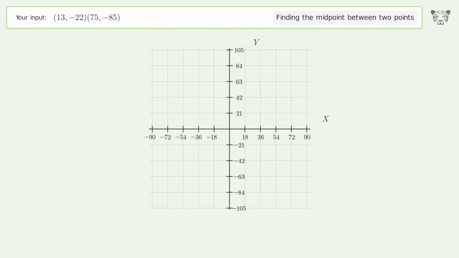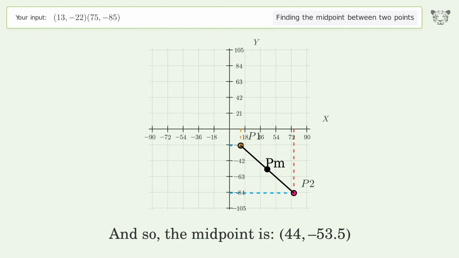And so, the midpoint is 44, negative 53.5.